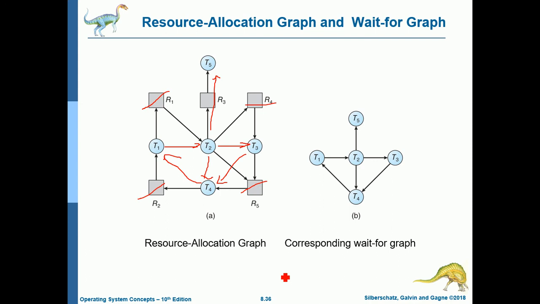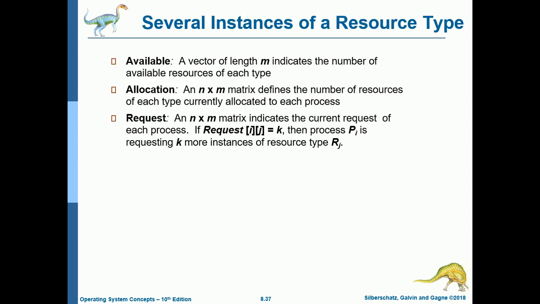You can derive a wait-for graph corresponding to its resource allocation graph. Okay, next is we have several instances of a resource type. So available, a vector of length m, indicates the number of available resources of each type. And allocation is an n by m matrix that defines the number of resources of each type currently allocated to each process. And then request is an n by m matrix that indicates the current request of each process. If request ij is equal to k, then process p sub i is requesting k more instances of resource type rj.